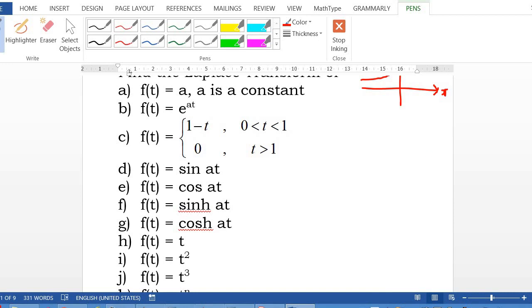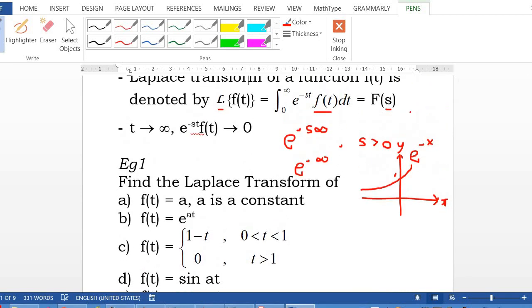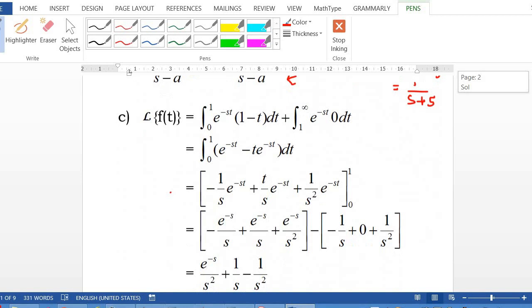By the definition of the Laplace transform, we integrate from 0 to infinity, but for example 1c here, you have to divide it into two intervals. You integrate from 0 to 1, where f(t) is 1 minus t, and for t from 1 to infinity, f(t) is 0, so integrating 0 gives you 0. Hence, you just integrate from 0 to 1 of e to the negative st multiplied by 1 minus t. That's what you get here.